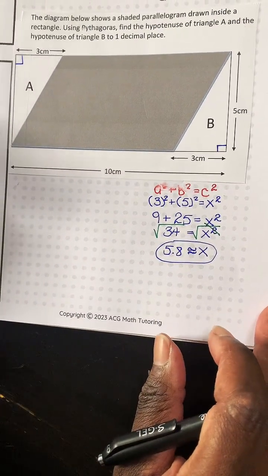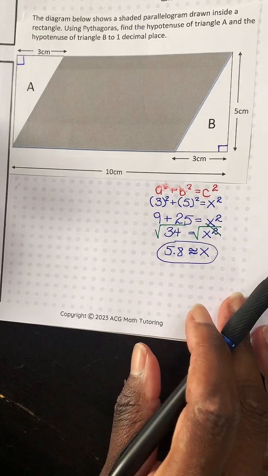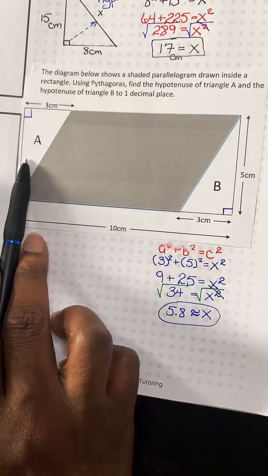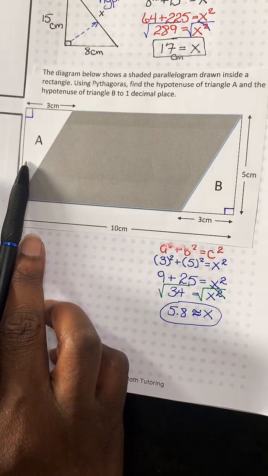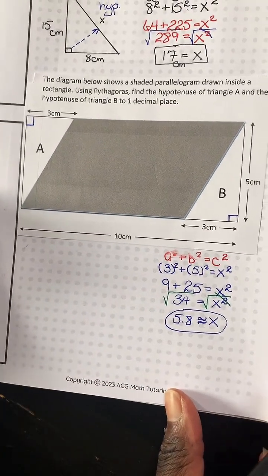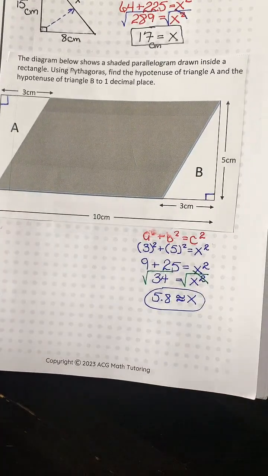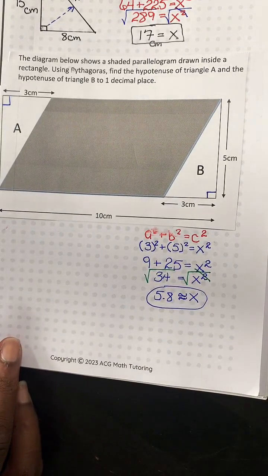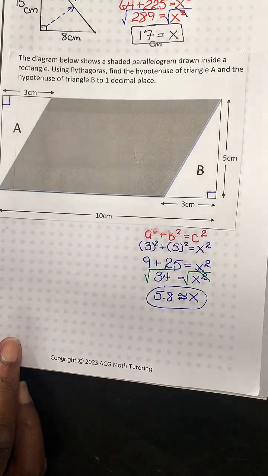But if I wanted to, will I get the same exact thing for A? Yes, A and B, right. Good.